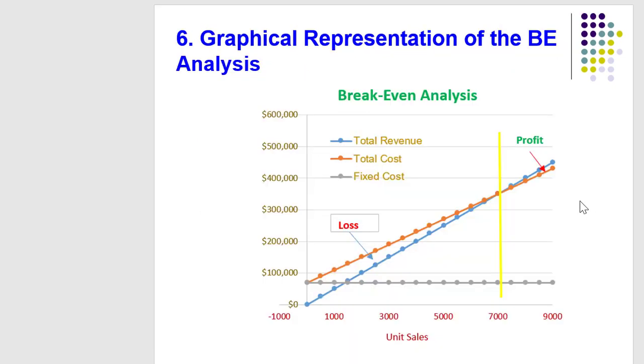And I created this chart, or graph, based on the data you just saw in the prior slide. Below the break-even units of sales, you have a loss, and the difference between these lines, if you shaded this area, would represent the loss. And you make a profit at any units sold higher than 7,000 units. So this area, the difference between the blue and orange lines, is the profit. And you can create the same graph based on the data that I will post in a spreadsheet. I think the graph is also there in the spreadsheet.